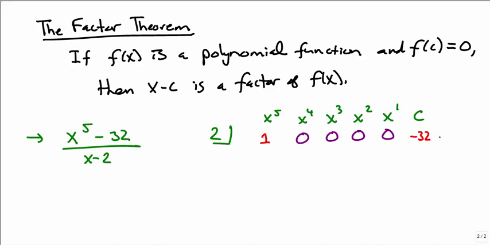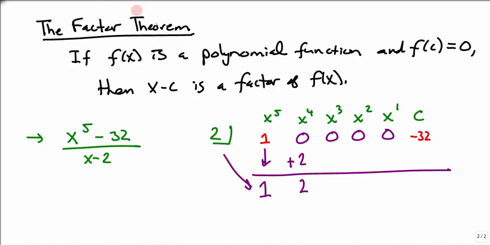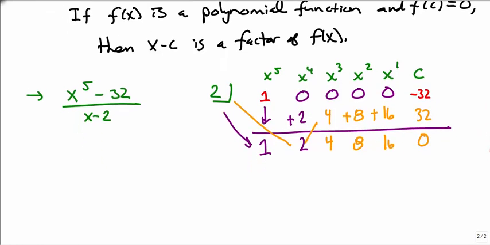Now with synthetic division, I do the same thing that I did up above, even though I now have these placeholders. I bring the 1 straight down. I multiply. 2 times 1 is 2, bring it up, add it down. 2 times 2 is 4, bring it up, add it down. 2 times 4 is 8, bring it up, add it down. 2 times 8 is 16, bring it up, add it down. 16 times 2 is 32. In this case, I get 0 as my remainder.